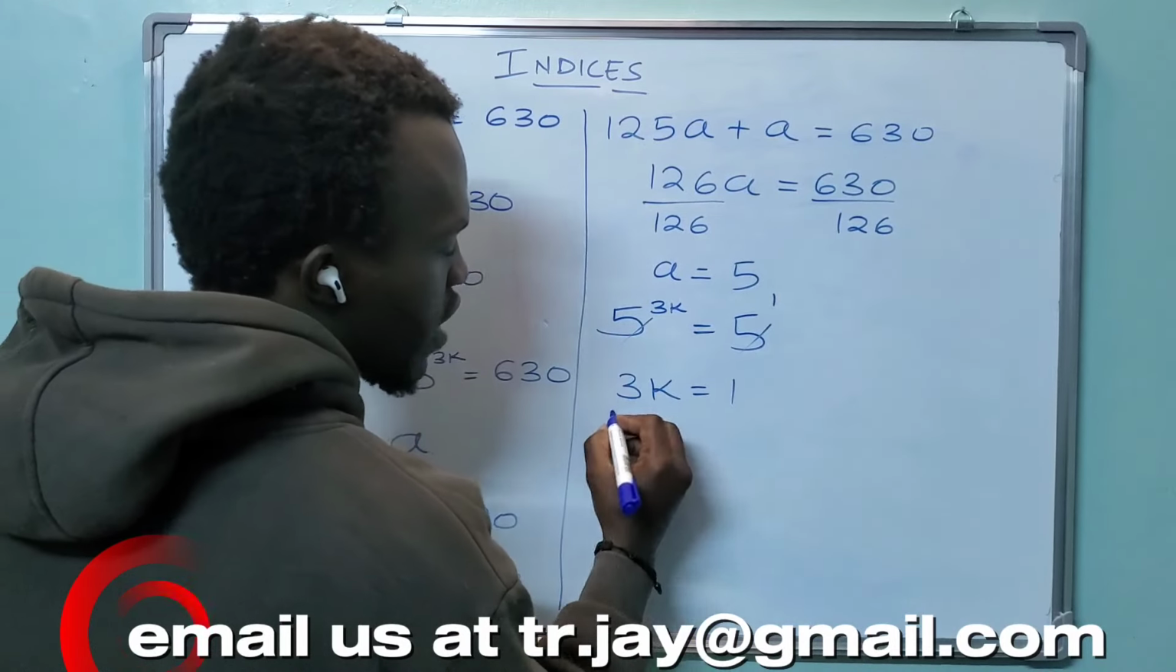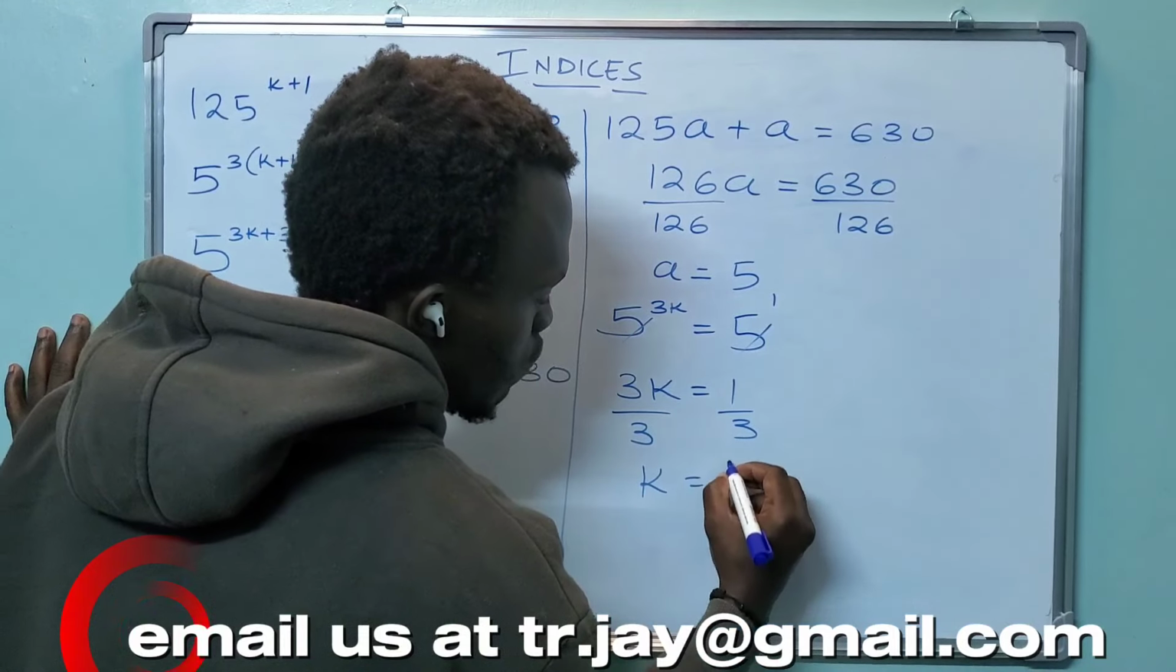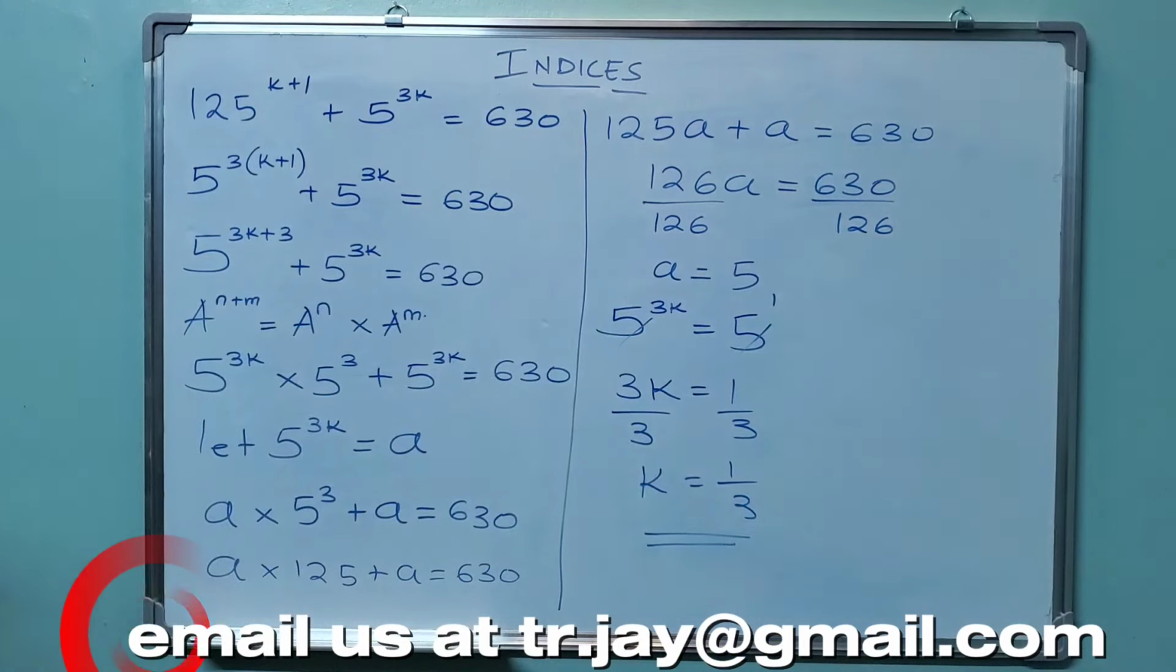If I want to get the value of k, I divide there by 3, I divide there by 3. And k is going to be 1 over 3. And that is how we work out for the value of k.